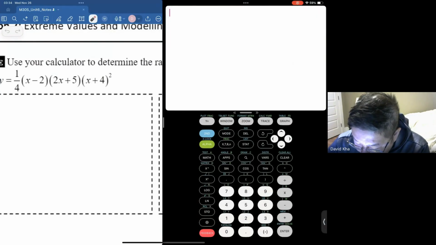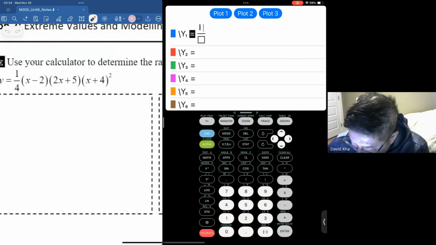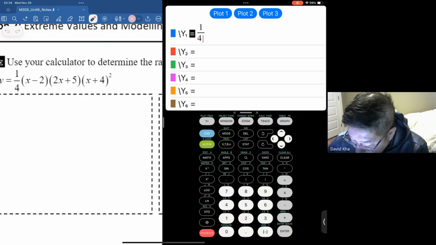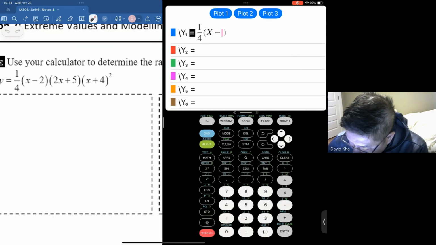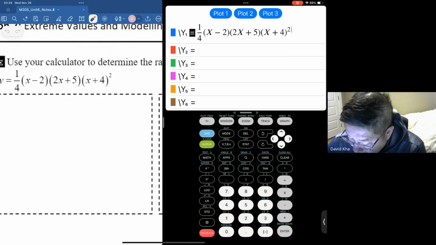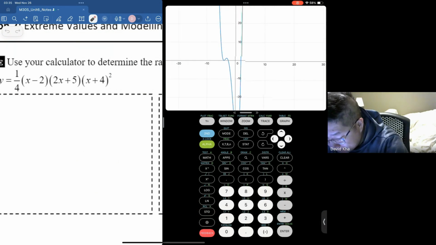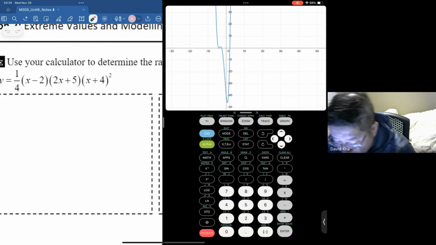Go to our graphing calculator here, and into y1, we'll type this function. So alpha y equals 1/4, and then open bracket x minus 2, close bracket, open bracket 2x plus 5, close bracket, and then open bracket x plus 4, close bracket, and then we're going to square that. So there's our function. Check to make sure it matches. If it does, we'll go graph, and we get a picture that's like this. And maybe I'll zoom out just a little bit.